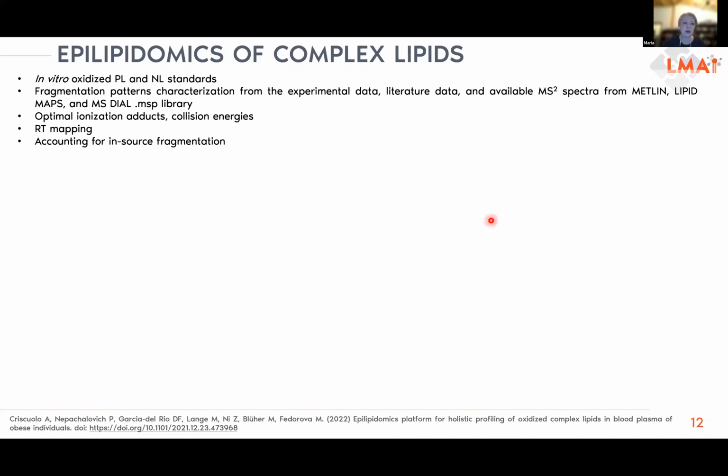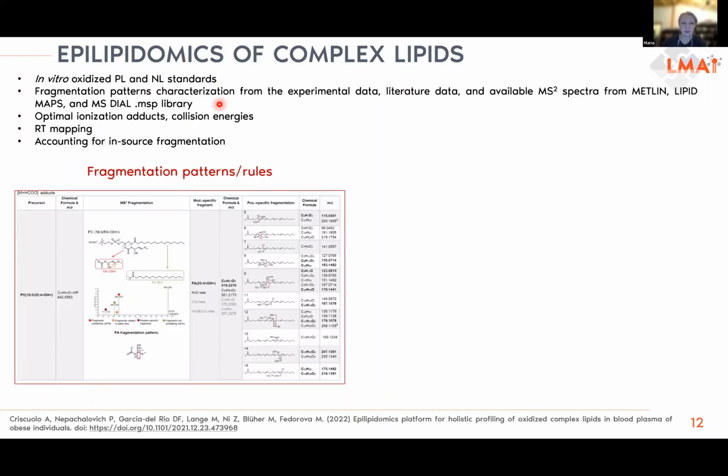So what we did here, we performed a lot of experiments where we oxidized phospholipids and neutral lipids in vitro and studied their fragmentation and mass spectrometry behavior. We also collected all possible information out there in the literature on the different fragmentation patterns one can find. So different databases, everything that's available also on LIPID MAPS, the MS-DIAL library, and so on. The combination of in vitro oxidations and study of all available literature allowed us to formulate these fragmentation patterns and rules.